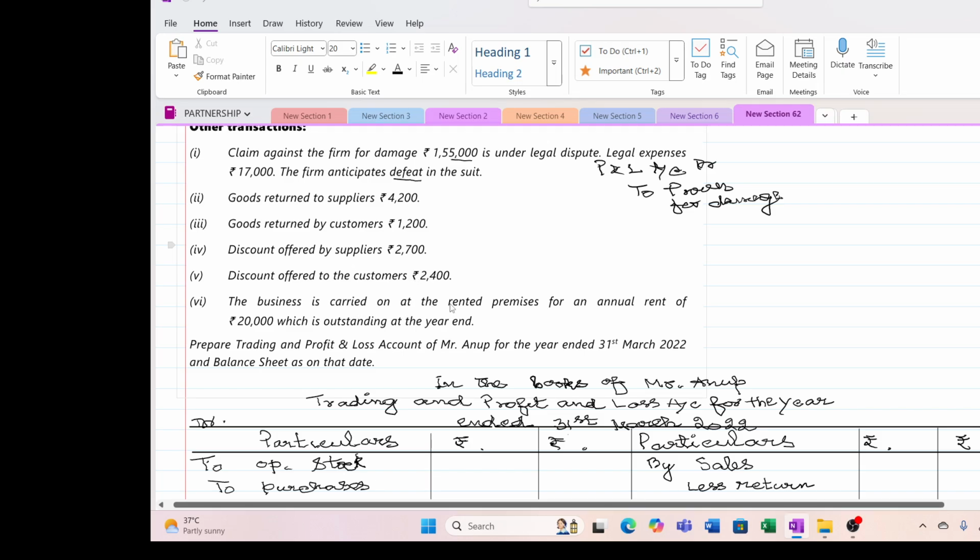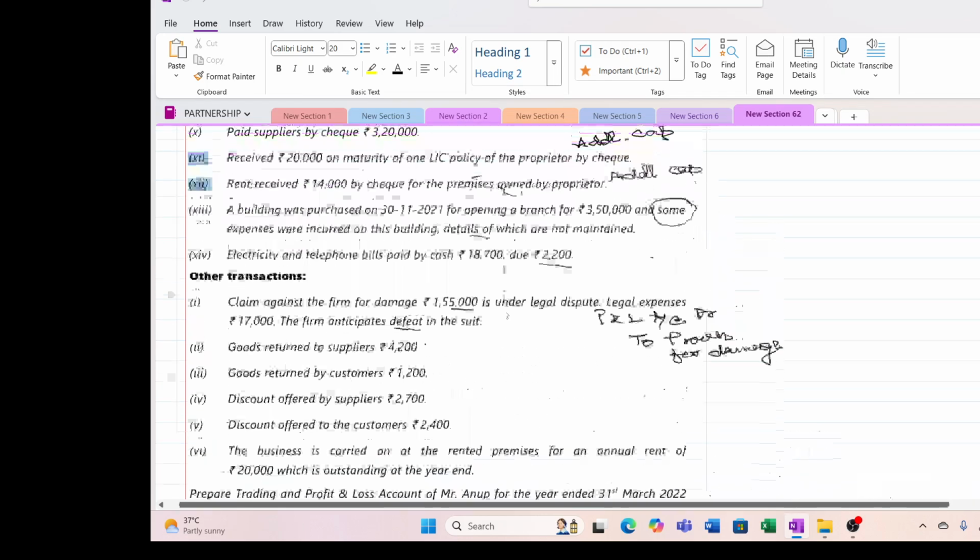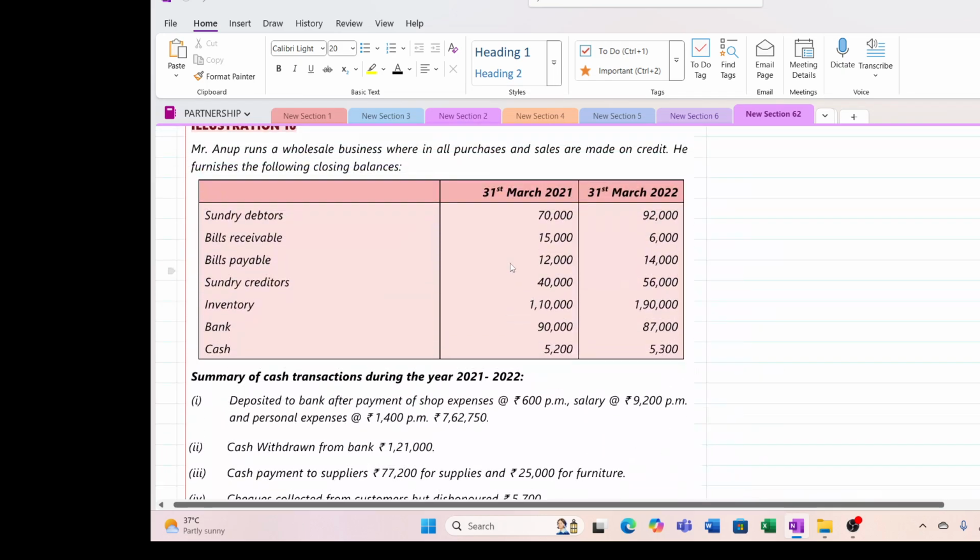Now the business is carried on a rented premises, rented building. So for that, the annual rent of 20,000 we have not yet paid. So that is also an outstanding. As I said earlier, you have to start with preparing the opening capital. So you have to prepare the statement of affairs first. Post all these opening balances in your statement of affairs and all these closing balances in your balance sheet. Okay, then you can proceed.